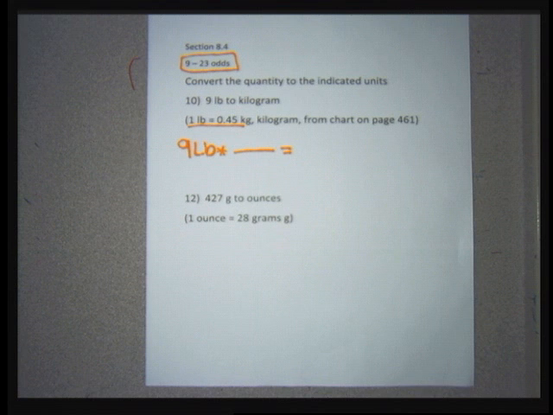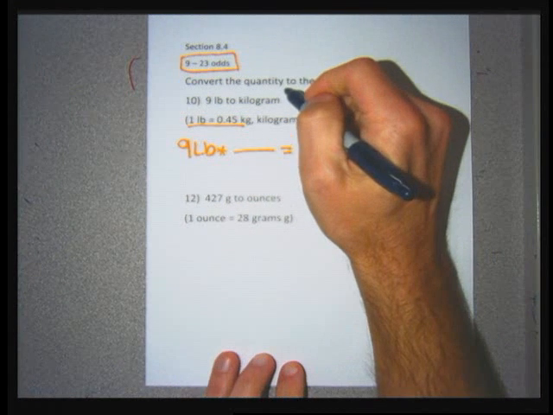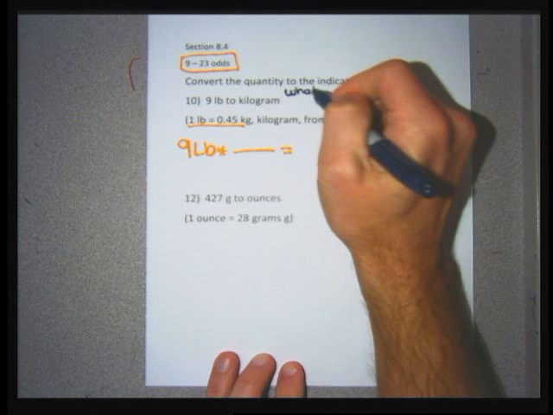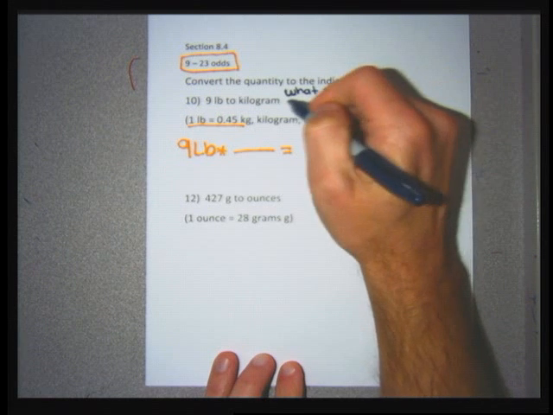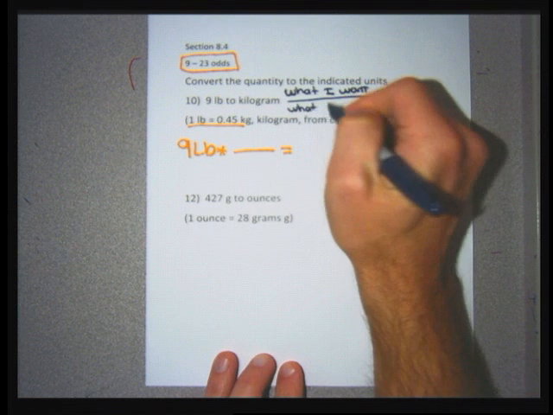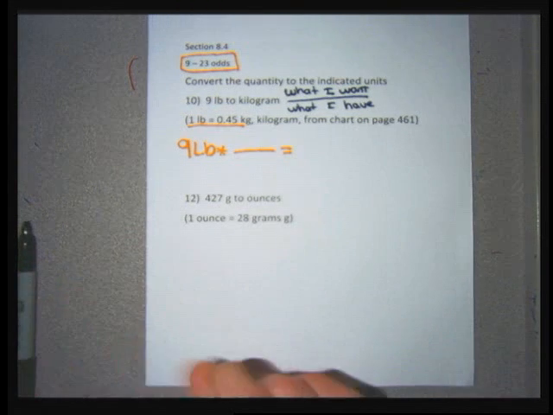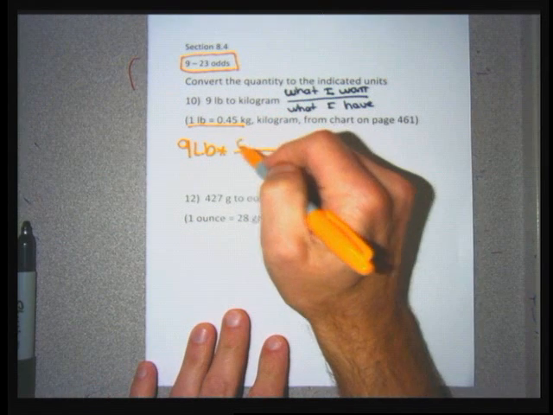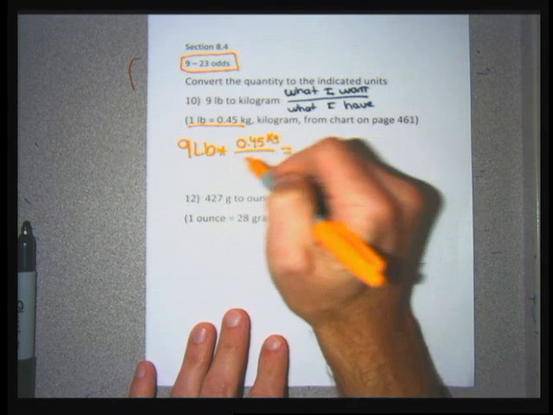For each one of these problems, to get my answer, I'm going to multiply by a fraction, and this fraction is going to be equivalent to 1. In the numerator of the fraction, I'm going to put what I want. In this case, I want kilograms. In the denominator of the fraction, I'm going to put what I have. So to convert 9 pounds to kilograms, I'm going to multiply by a fraction that's equivalent to 1, and what I want is kilograms. What I have is pounds.